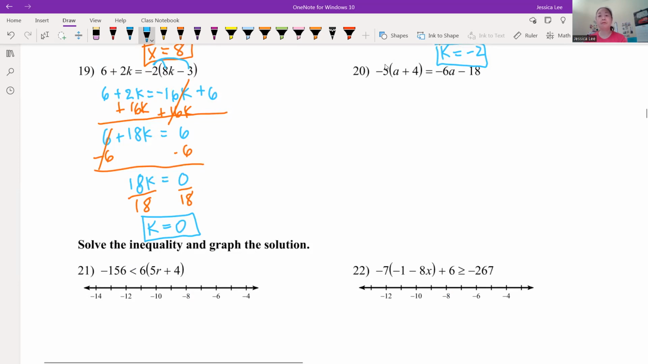All right, so -5 times a, -5a, -5 times 4 is going to be -20 is equal to -6a minus 18.